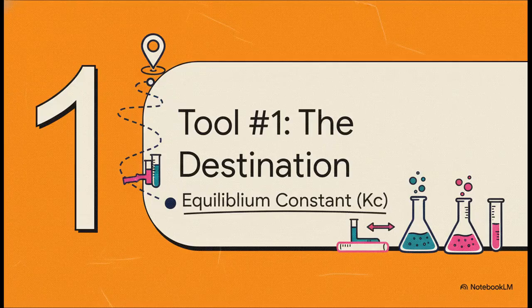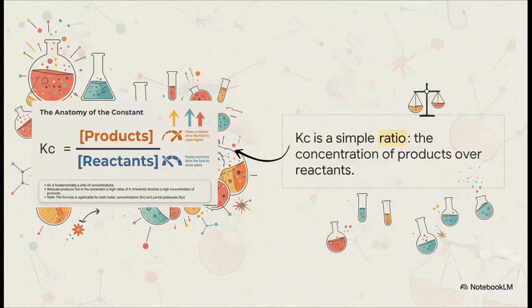So how do we do that? Well, we need our first tool. Think of it like a destination you plug into your GPS. In chemistry, our destination is a special number called the equilibrium constant, or just Kc. It tells us exactly what that final balance between products and reactants has to look like. It's our finish line.